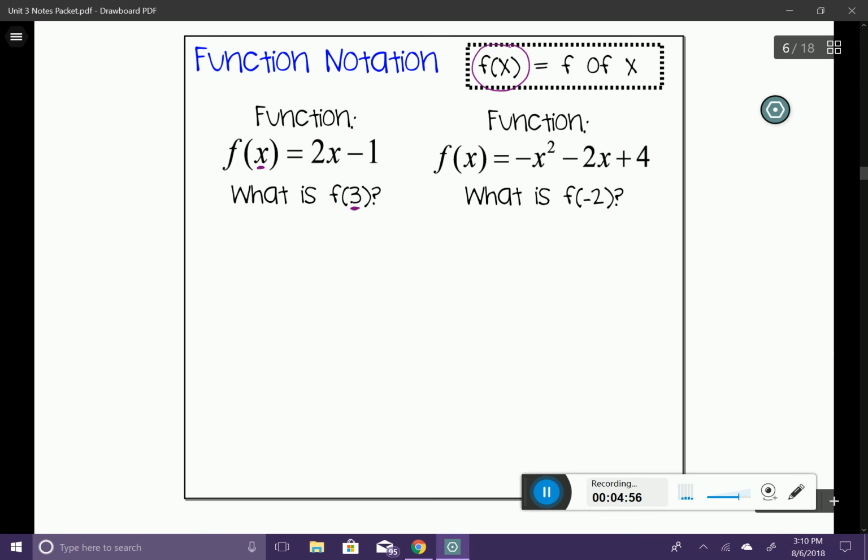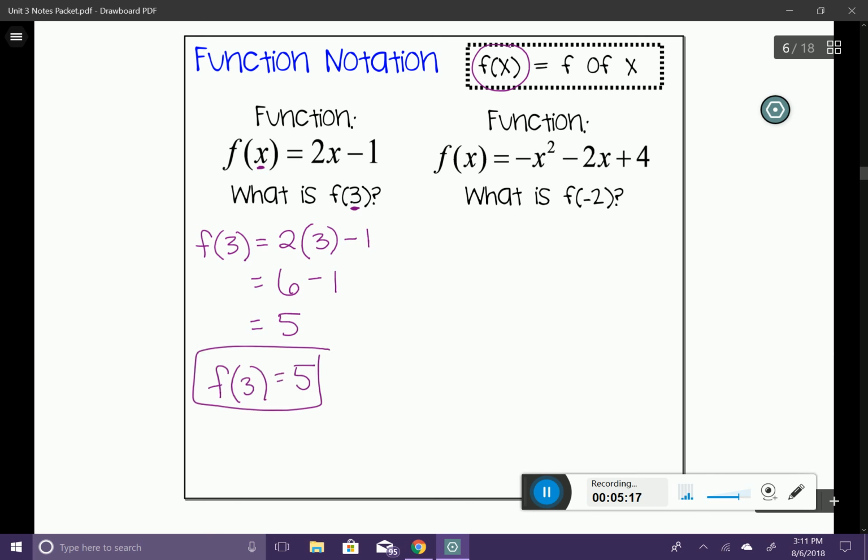3? Well, I'm going to say f of 3 is equal to 2 times 3, because I'm going to substitute that 3 in for the x value, minus 1. And then I'm just going to solve it out. So f of 3 is going to equal 5. So what it's saying is when I have a function and the x, this particular function, and when the x value is 3, my y value is going to be 5.